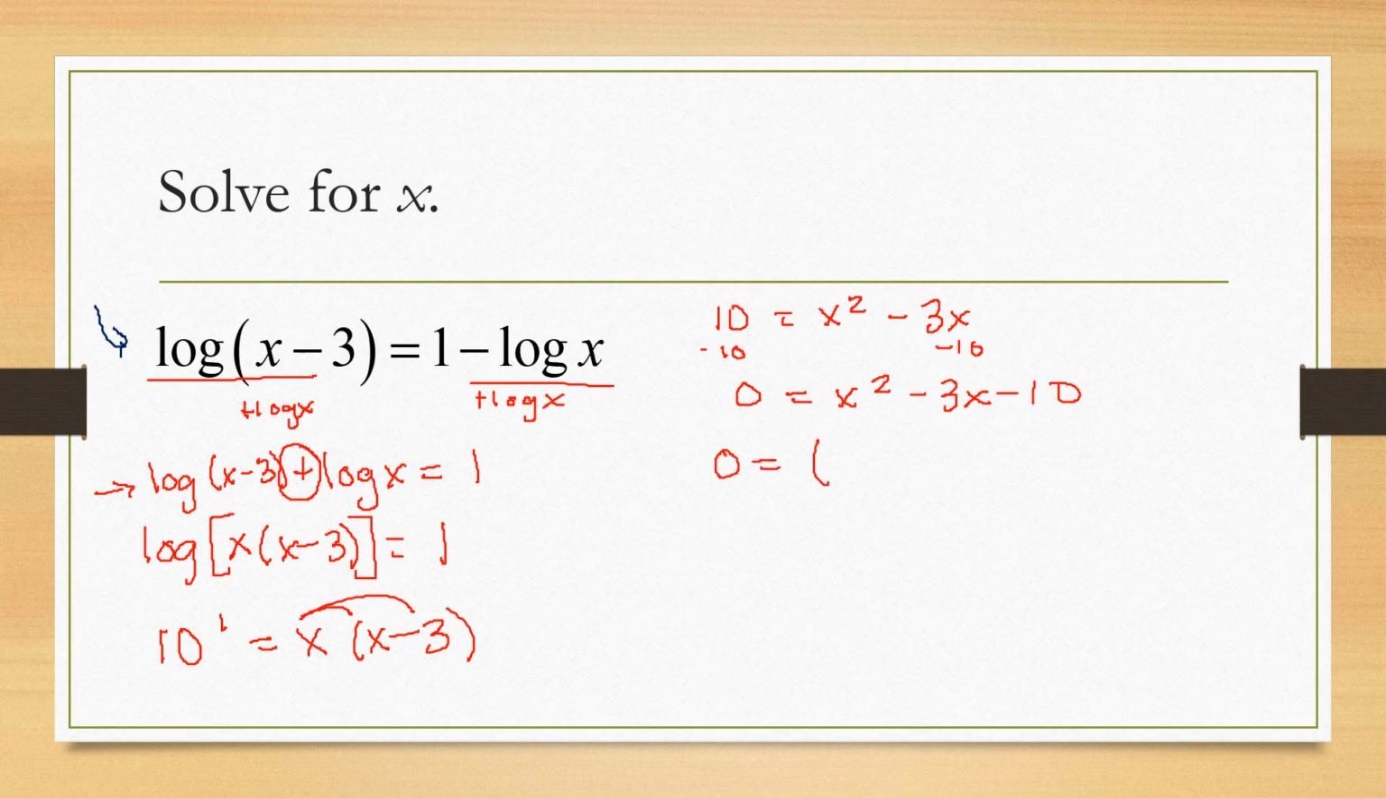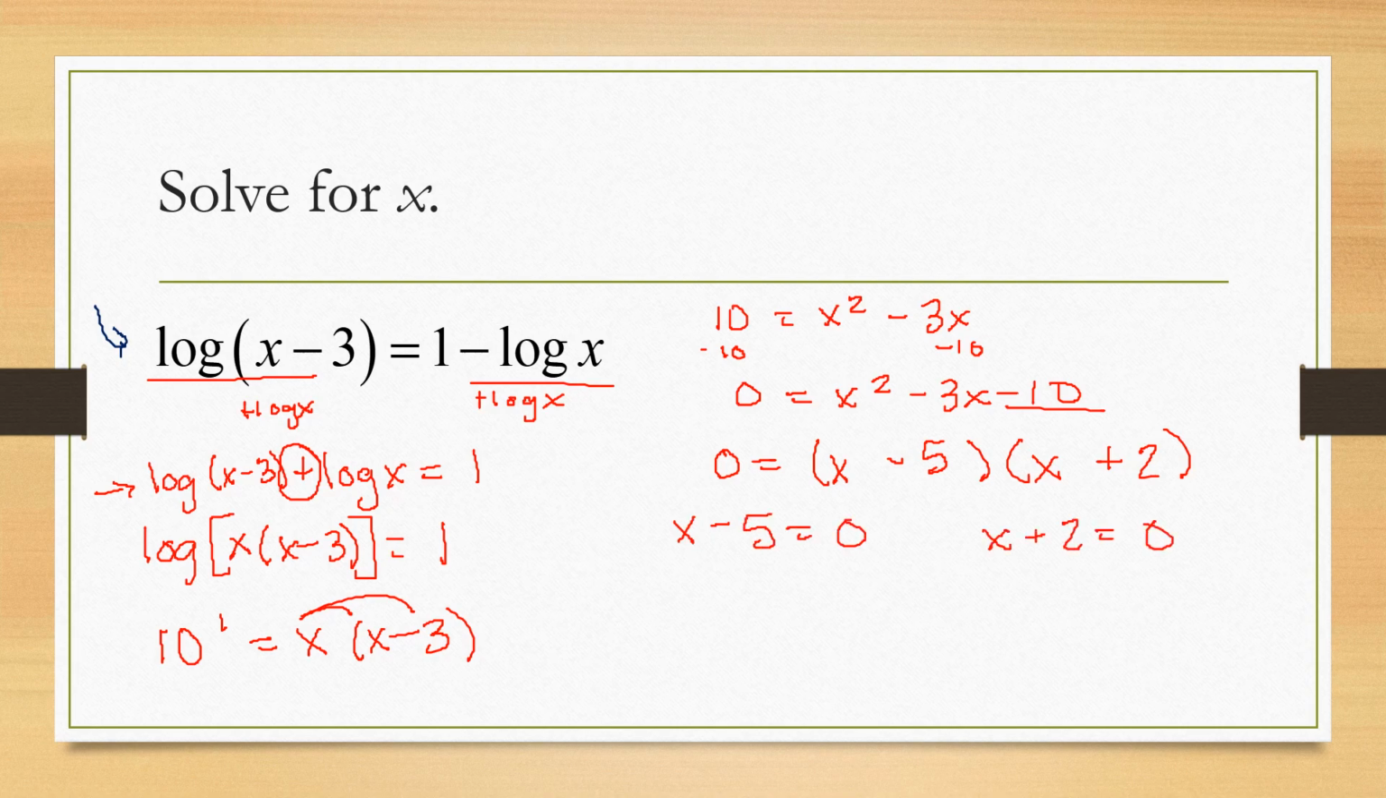So this is going to factor into two binomials. x squared factors into x times x. And the factors of negative 10 that add up to negative 3 are negative 5 and positive 2. So we set these factors equal to 0, and we get x is equal to 5 and x is equal to -2.